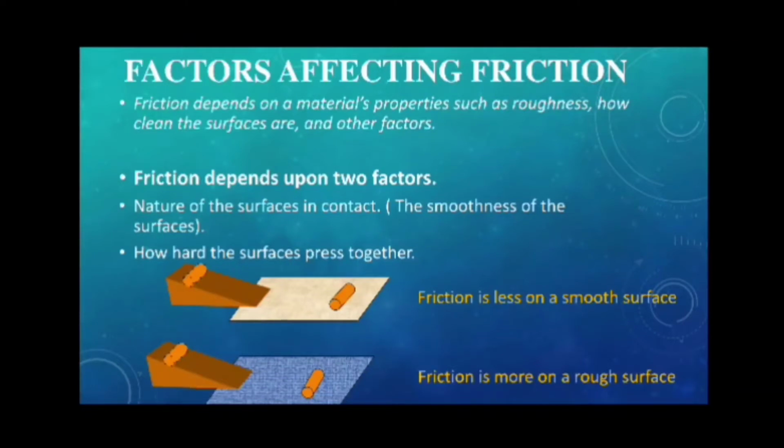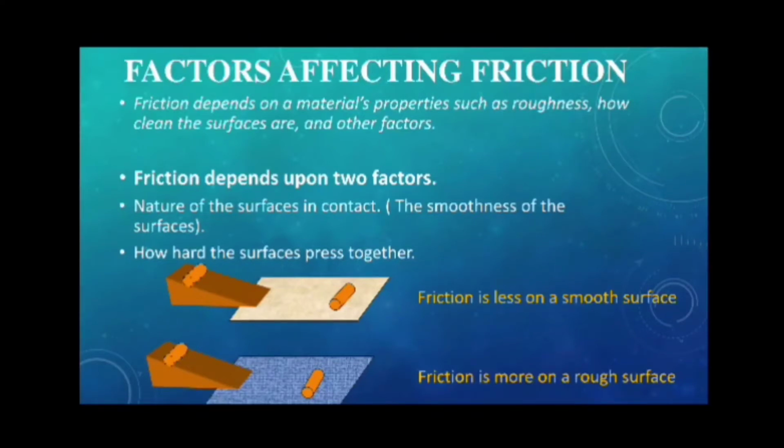Firstly, the dependence of friction on the nature of the two surfaces. When the two surfaces in contact are smooth, the friction between them will be small because the interlocking of smooth surfaces is less. As the degree of roughness of the two surfaces in contact increases, the friction also increases. And when the two surfaces in contact are very rough, the friction between them will be very large because the interlocking of very rough surfaces is too much. Thus, the friction depends on the nature of the two surfaces.